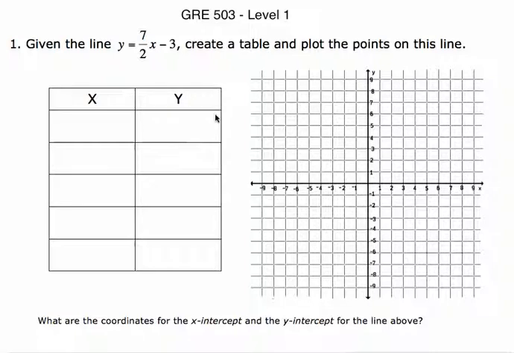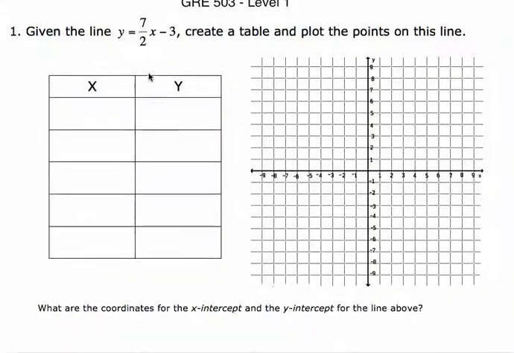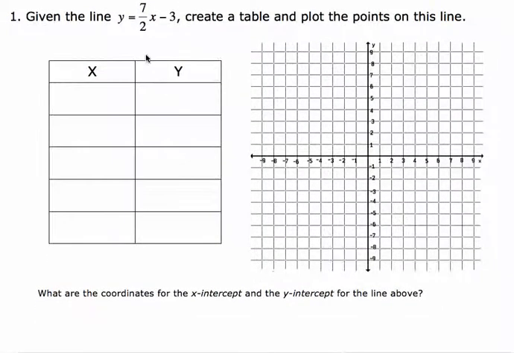This is GRE 503, Level 1. And for this level, you're going to be asked to graph using a table and graphing just lines. So let's look at this first example. You're asked to graph the line y equals 7 over 2x minus 3.